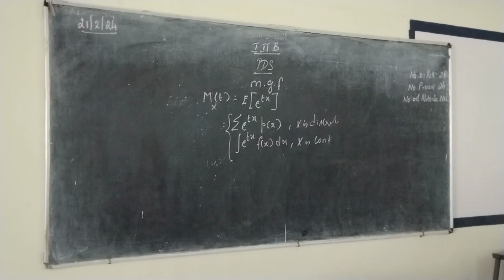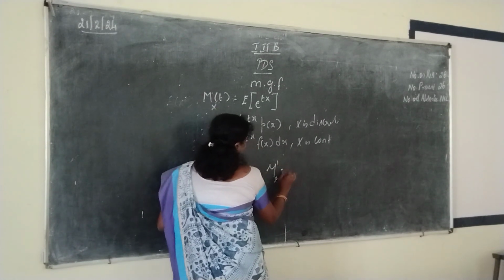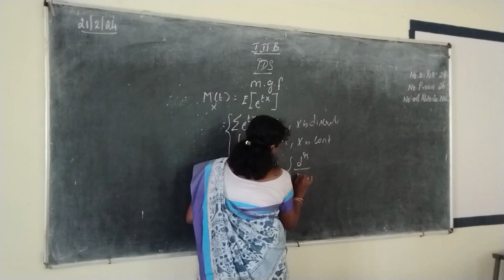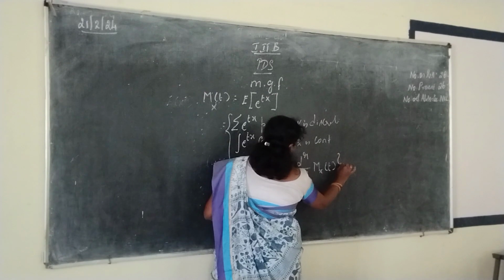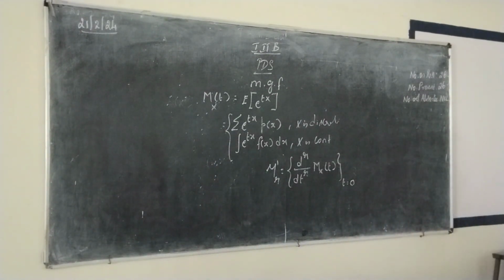So now you are going to take the formula to identify the moments using this moment generating function. Mu r dash is the r-th moment about origin. Mu r dash is equal to d power r by dt power r of Mx of t at t equal to 0. So that r indicates the corresponding derivative, the r-th derivative.